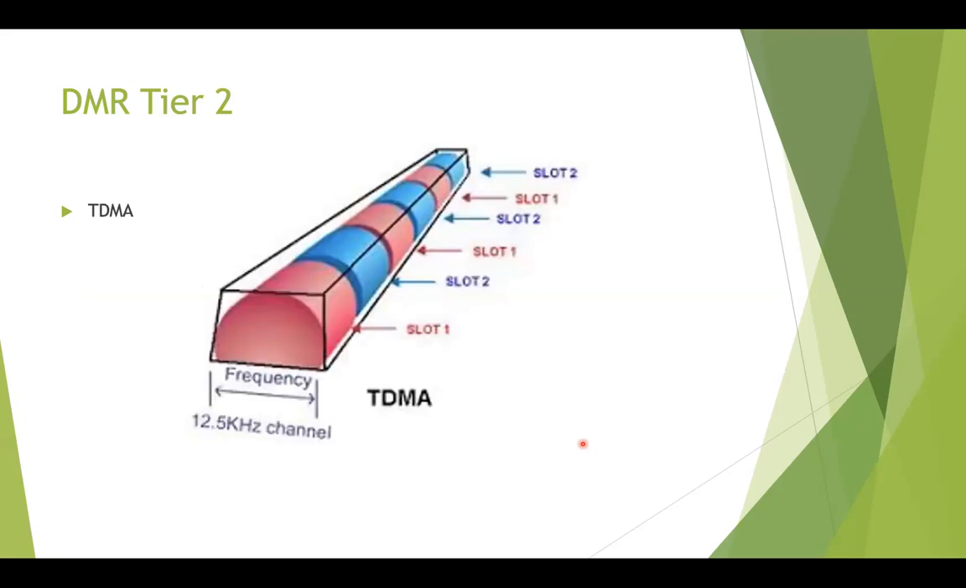So this is kind of a description of what TDMA does. If you think about this as the signal moving forward in time, right? And it's 12.5 kilohertz wide. And so you've got 30 milliseconds for slot 1, and then 30 milliseconds for slot 2, and then 30 milliseconds for slot 1, 30 milliseconds for slot 2, and so on. It just goes down the line that way.